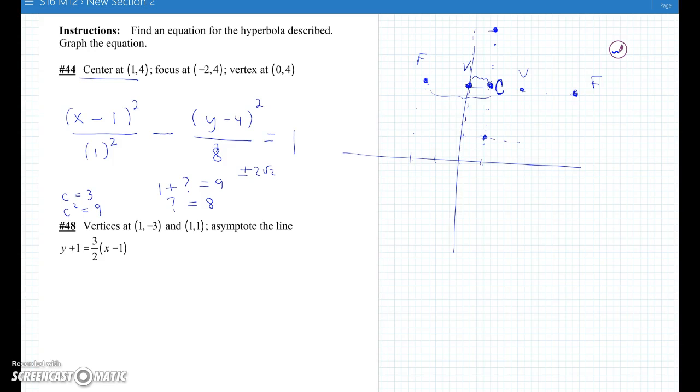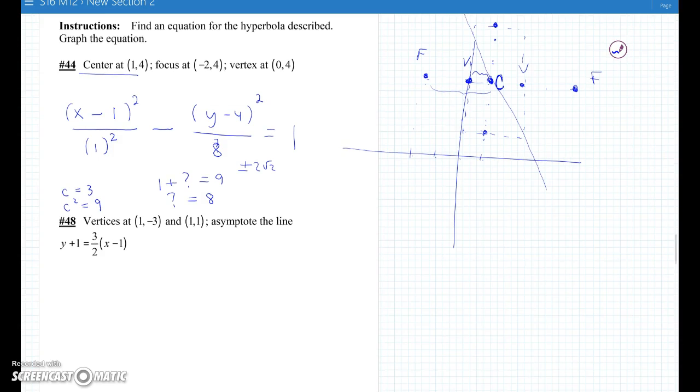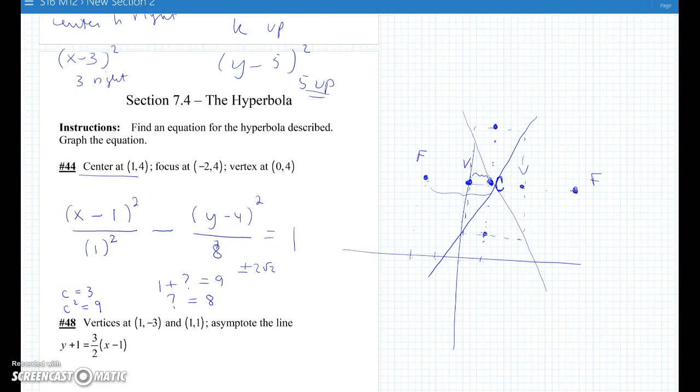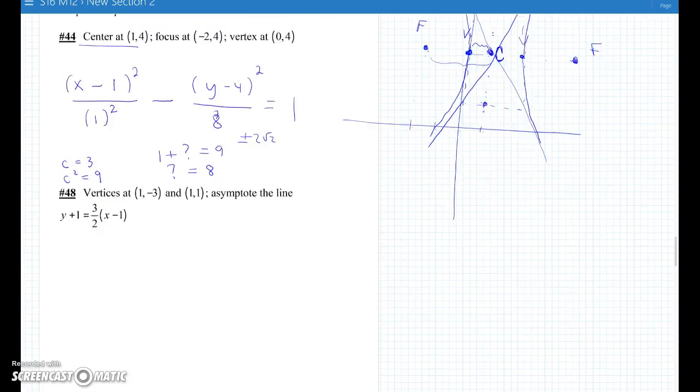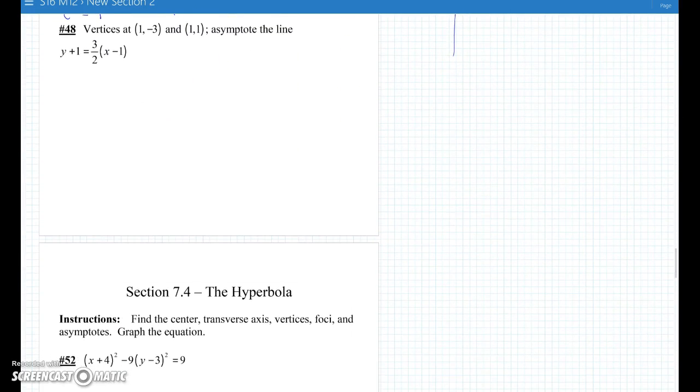And remember, the vertices are points on the graph of the hyperbola. The rectangle gives us the asymptotes. That should go through the center. And then we know that the x term is first, so the transverse axis is horizontal, and the graph goes through the vertices and approaches the asymptote. So you need the y direction points just so you know the shape of that rectangle so you can get your asymptotes placed correctly.